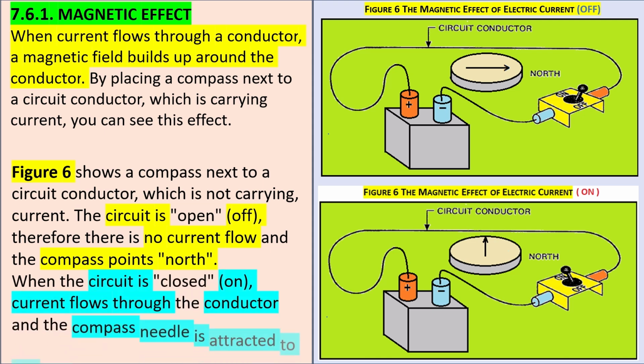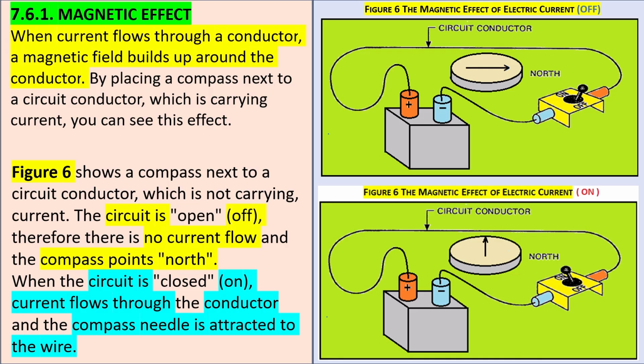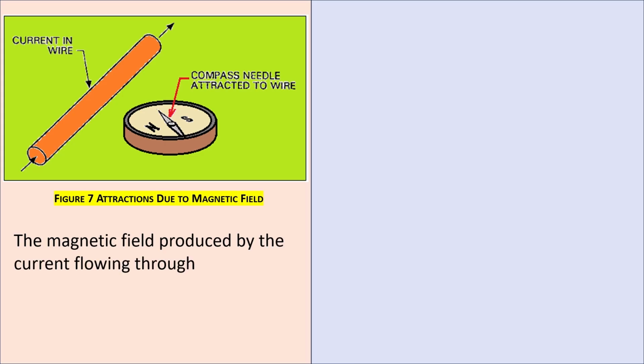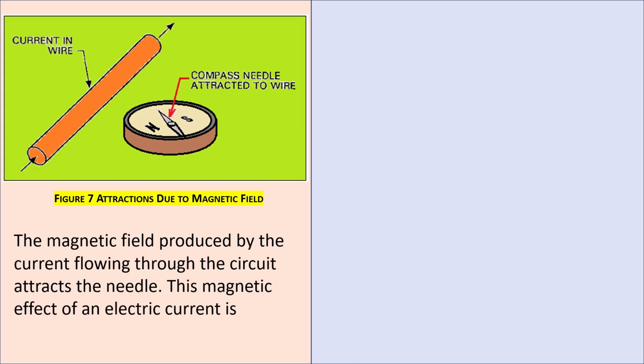When the circuit is closed or on, the current flows through the conductor and the compass needle is attracted to the wire. Here you can see the current in the wire and the compass needle is attracted to the wire. The magnetic field produced by the current flowing through the circuit attracts the needle. This magnetic effect on the electric current is shown in figure 7.